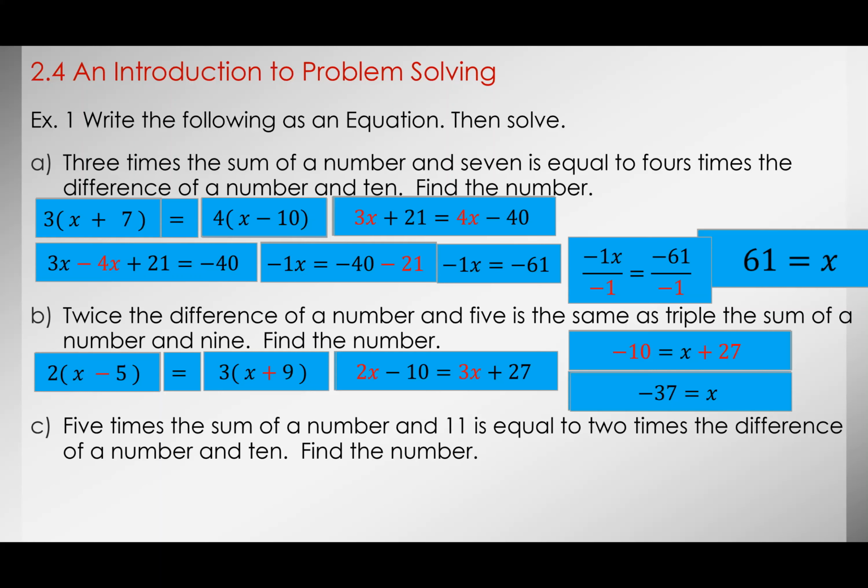So hopefully you guys see that they are very similar, right? We have 5 times the sum, which is 5 multiplication to the sum. The sum of what? The sum of a number and 11, which looking at this thing here, this is what we have, which is 5 times x plus 11.